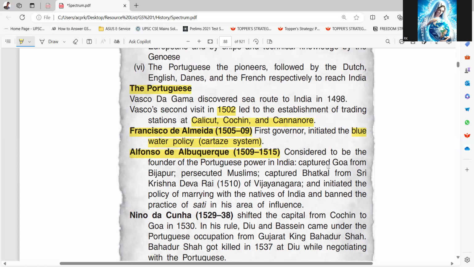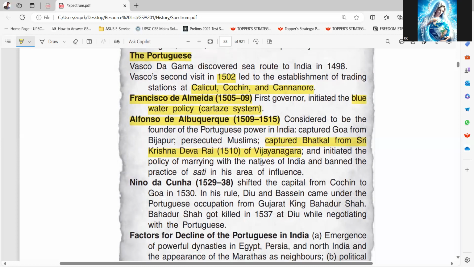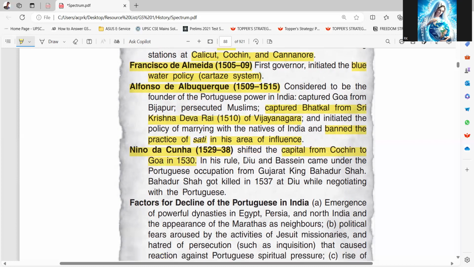Albuquerque captured Goa from Bijapur, persecuted Muslims, captured Bhatkal from Sri Krishnadevaraya of Vijayanagara in 1510, initiated the policy of marrying with the natives of India, and banned the practice of sati in his area of influence. Nino da Cunha, 1529 to 1538, shifted the capital from Cochin to Goa in 1530. In his rule, Diu and Bassein came under Portuguese occupation from the Gujarat king Bahadur Shah.